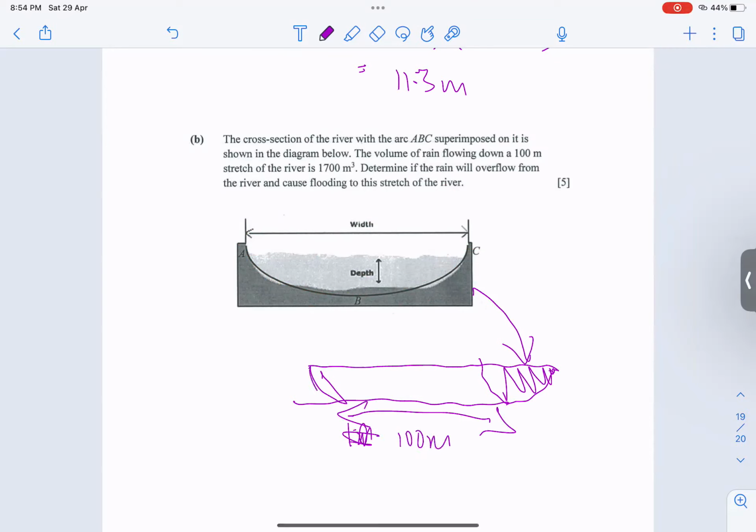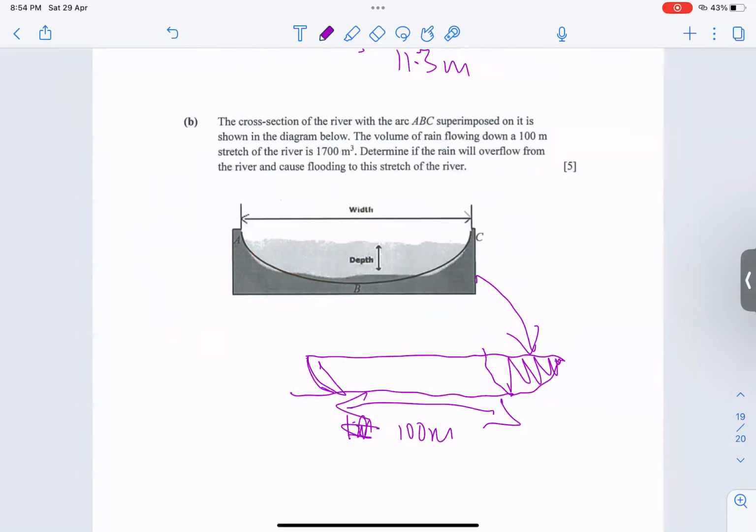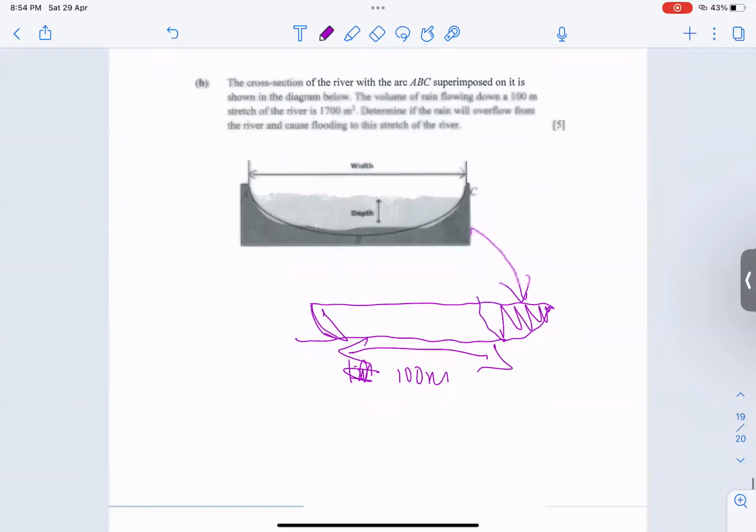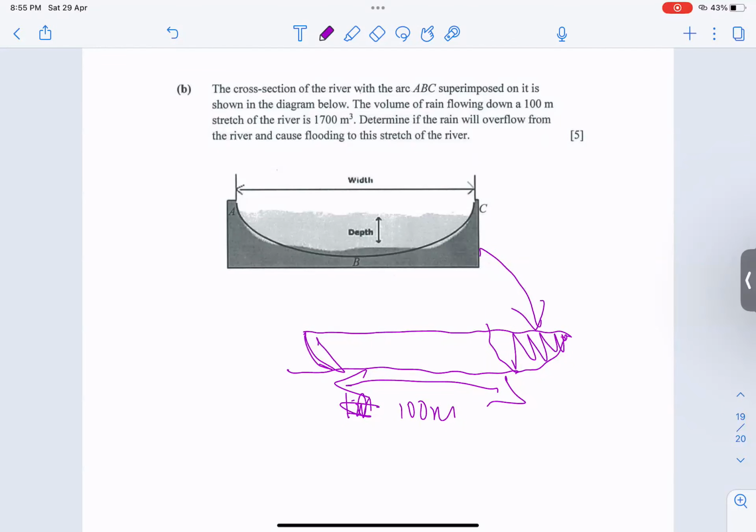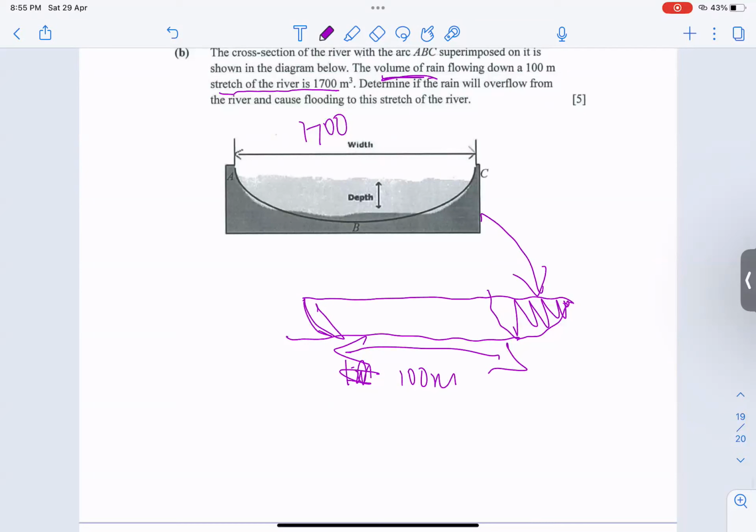100 meters. If you have artistic talent like me, you can draw in your exam. But if you don't, you try to visualize in your brain. Then over here, because this is 100 meters, the volume of rain flowing down a 100 meter stretch is 1,700 meters cubed. They want you to determine if the rain overflows. So they are basically asking you, is 1,700 more or less than the volume of this river?